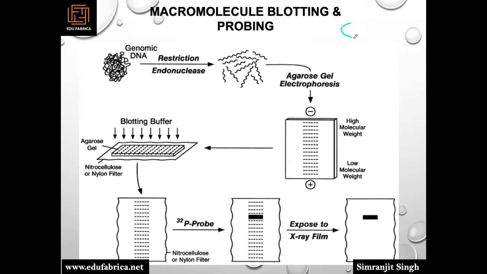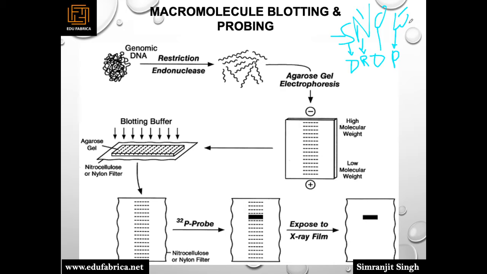So remember, snow drop. S for southern, N for northern, W for western. Southern blotting, northern blotting, western blotting. Southern blotting is done to identify DNA. Northern blotting is done to identify RNA. And western blotting is done to identify protein. So this is just an easy way to remember what is the use of southern blotting, what is the use of northern blotting, and what is the use of western blotting.